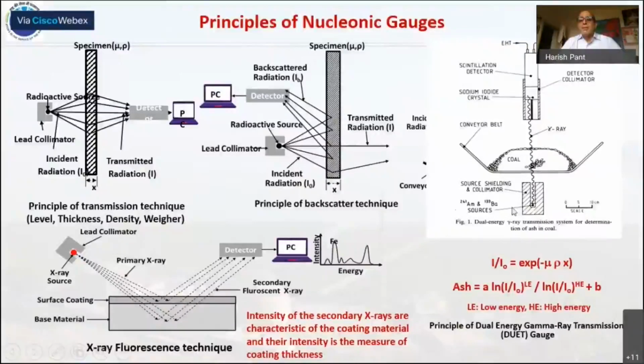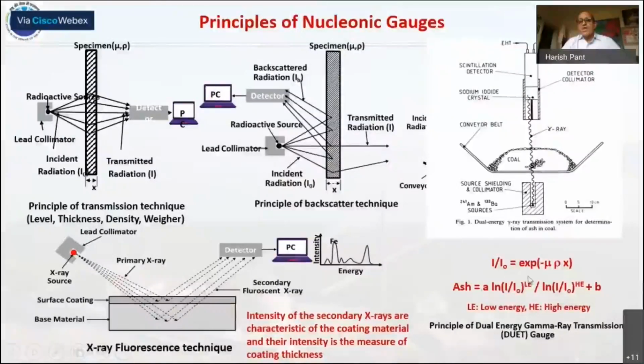So here, these are the two different sources, and you can see that this is again the law of attenuation of the radiation: I equals I0 e to the power minus rho mu x. So if you apply this equation for two different sources on this material, you will get two different equations.